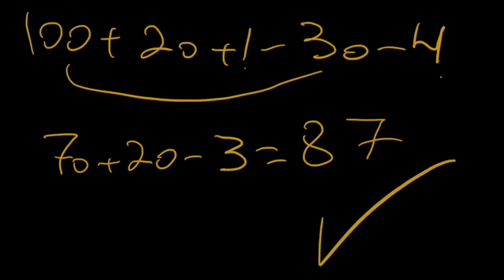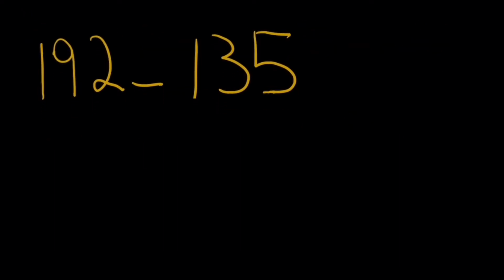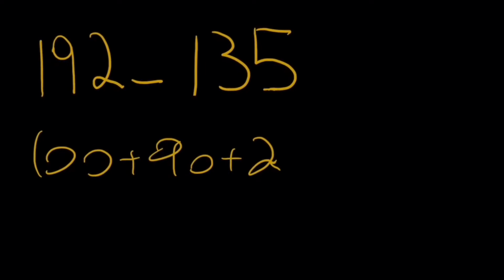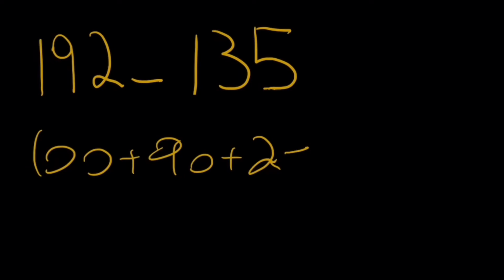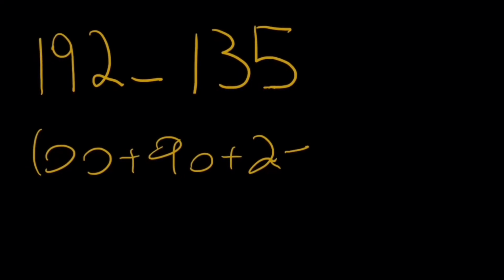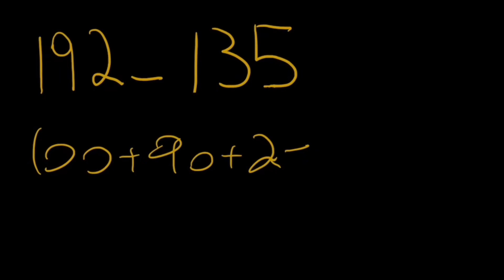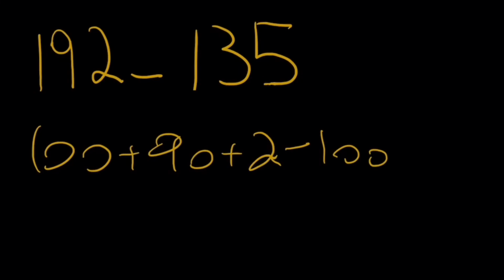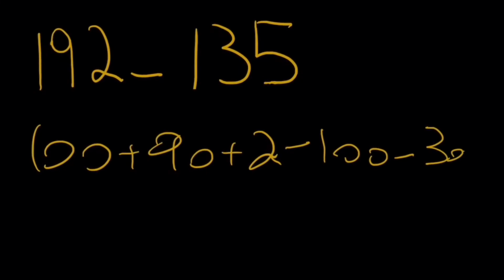For the third question, we have 192 minus 135. So what we want to do is 100 plus 90 plus 2. And then since we're subtracting or minusing, we want to put a minus or subtracting sign. And that'll be 100 minus 30 minus 5.